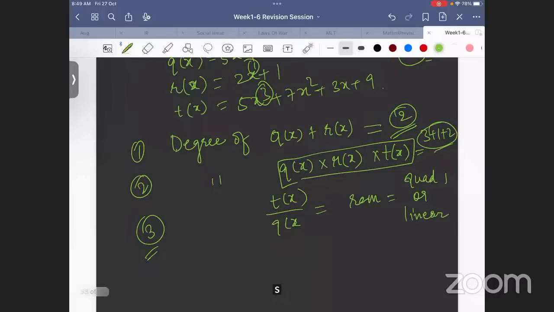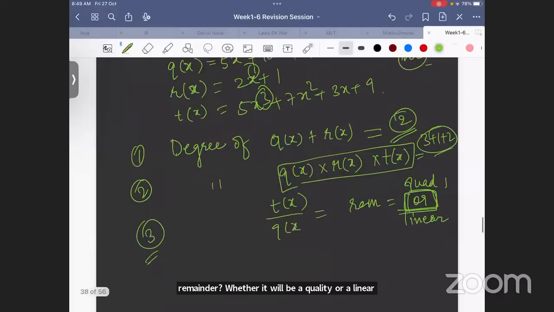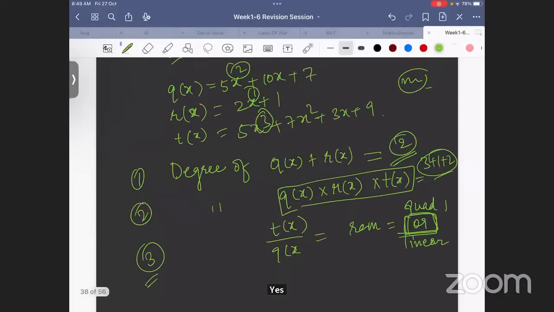What should be the remainder? Whether it will be a quadratic or a linear? Linear, sir. Linear. 3 minus 2, 1. Yeah, correct. Is this clear to everyone? Yes, sir. No, sir. Please explain, sir. Third option, sir.